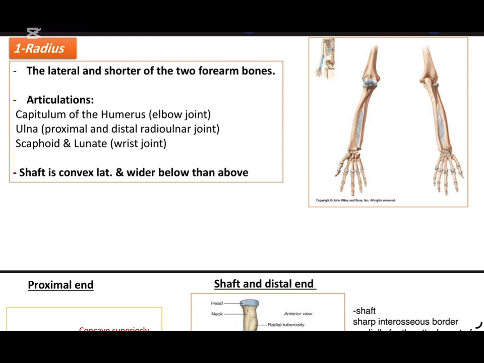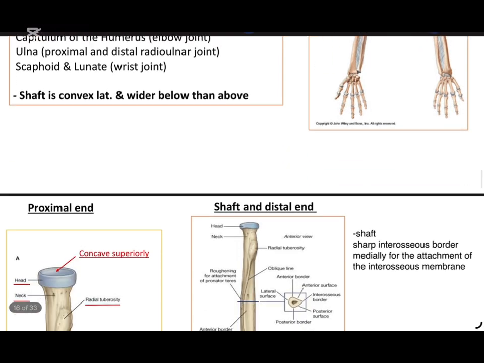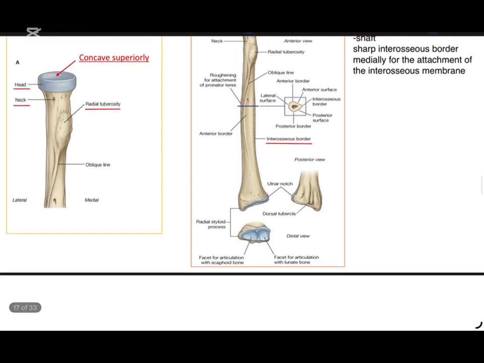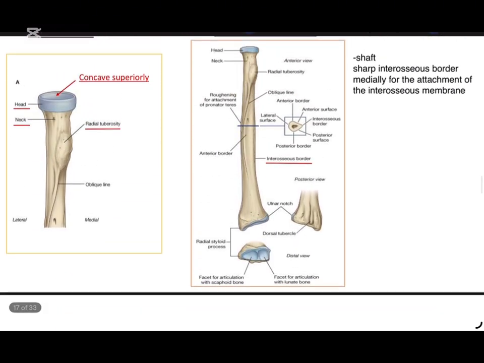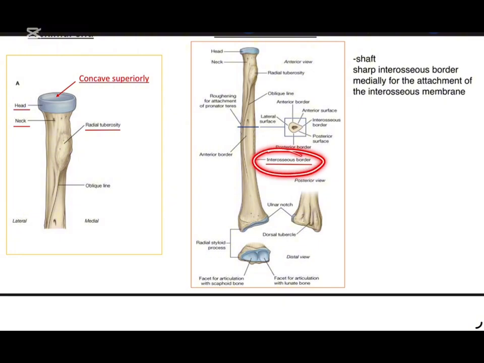So this membrane attaches to this sharp border, which is located at the medial side of the shaft of radius, and I call it interosseous border. Okay? So I have medially the interosseous border, which is a very sharp border for the attachment of interosseous membrane. What about the distal end here?